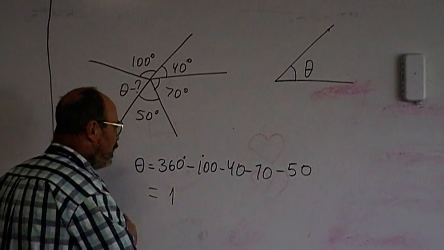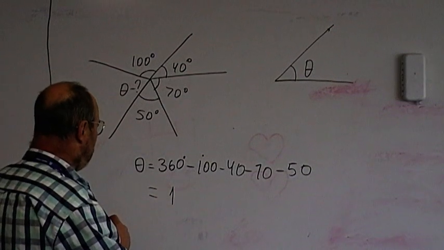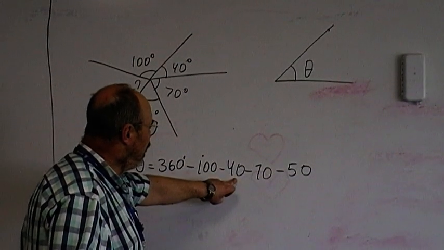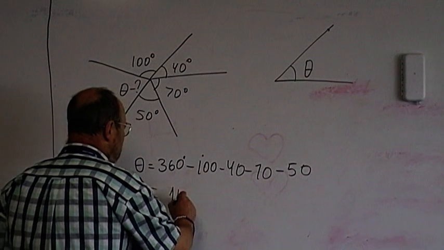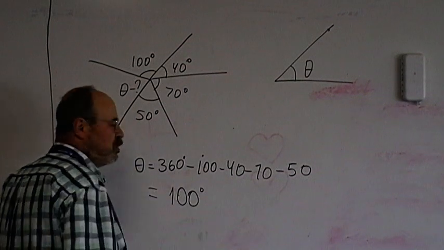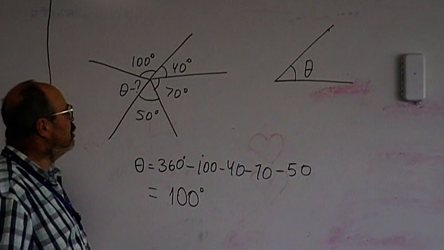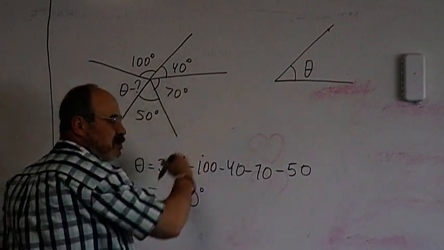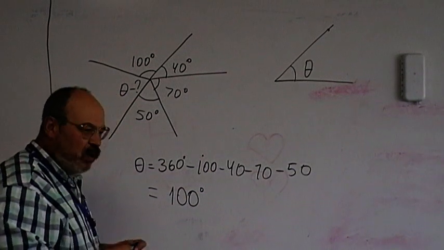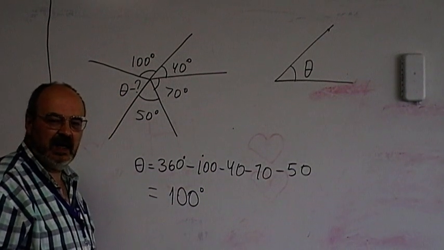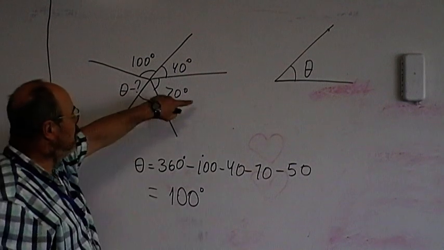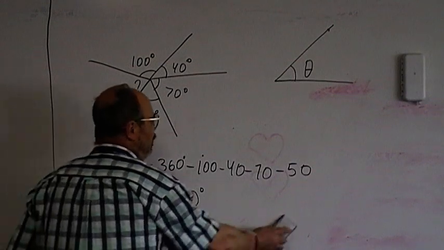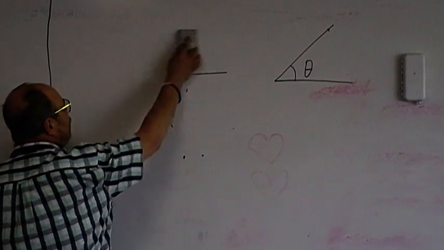Let me double check. 260 minus 40 is 220. Sorry, so theta is 100 degrees. But is it vertically opposite to 40? It's not vertically opposite, there are no straight lines crossing. It's 100 because the angles need to add up to 360. Theta is just like X, another way to say the missing angle. How do you know if something's vertically opposite?